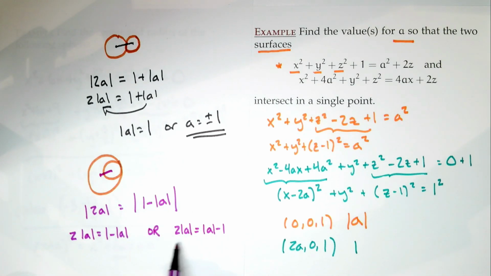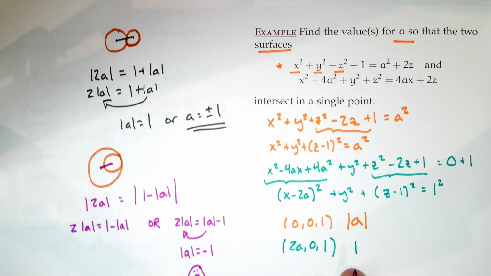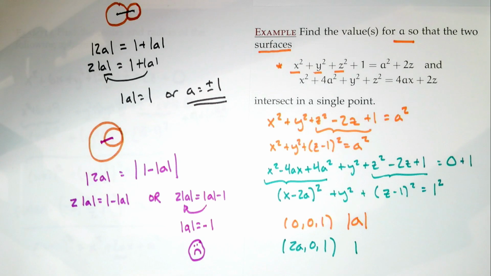Now let's think about this case for a second. If this were true, what would I write next? And pull that across. What would I be left with? Absolute value of a equals negative 1. Can't happen. Okay, no solution going down that road, but that's okay. We have another chance.